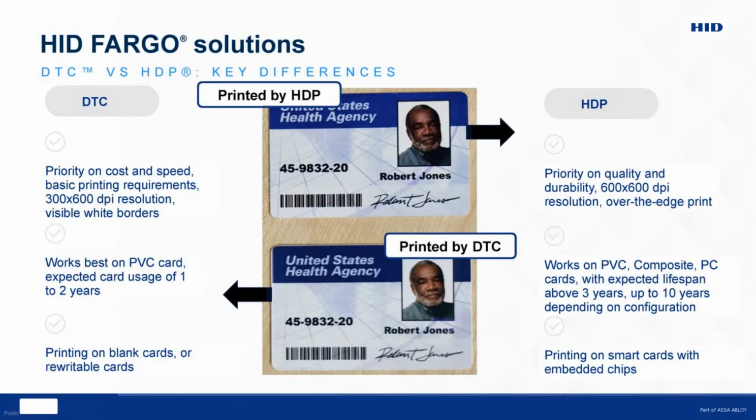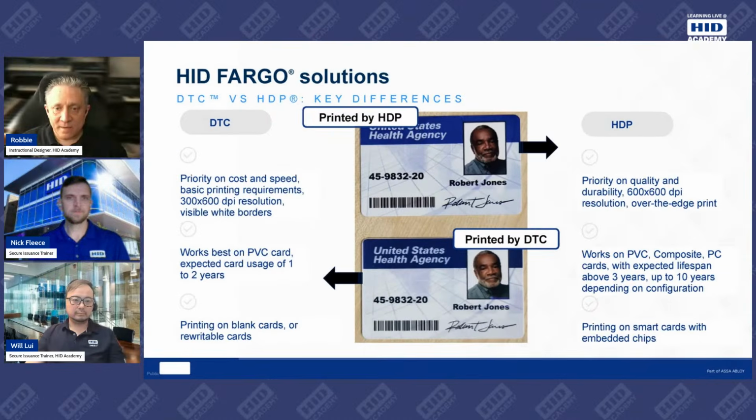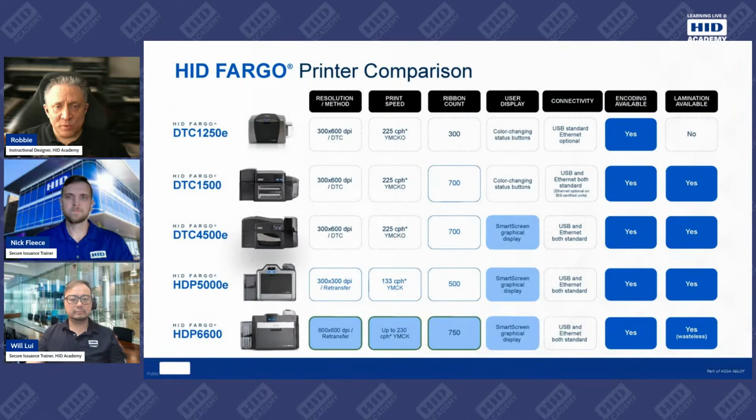Excellent stuff. Okay, so some good information there, and some good hints and tips as to which printer format will suit the kinds of cards you want to print. Right. Okay, so let's move on to that comparison that we've got here. This is a range of HID Fargo printers. We've got some DTCs and HDPs. I'll hand it back over to you, Will, to talk us through the DTC offering.